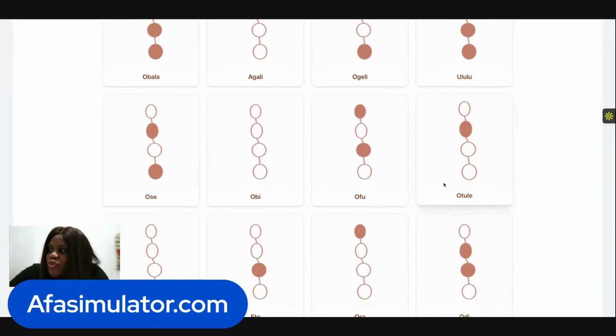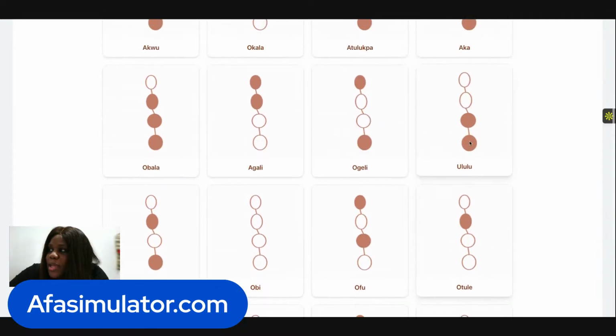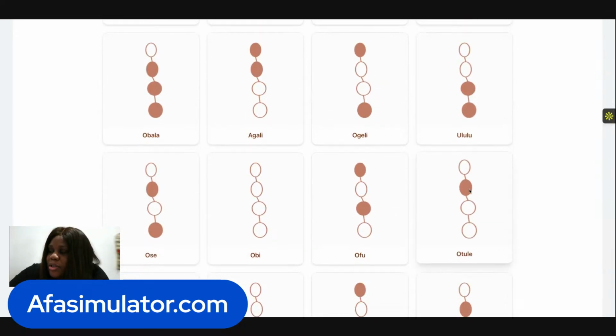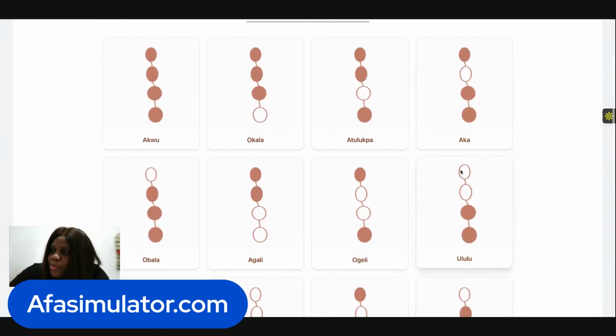Then I also remember Otule because Otule and Aka are reverses of each other. Otule is Aka with the colors flipped. So Otule is all open and the second one is closed. I remember Otule because Aka Tule is another way of saying it. I remember that Otule is the reverse of Aka. So that's how I remember that one.